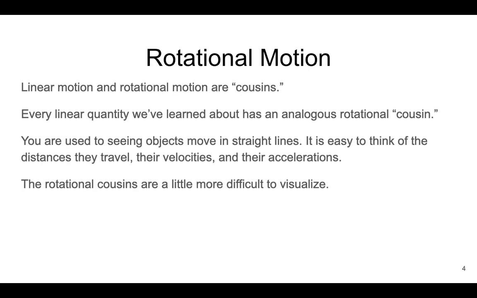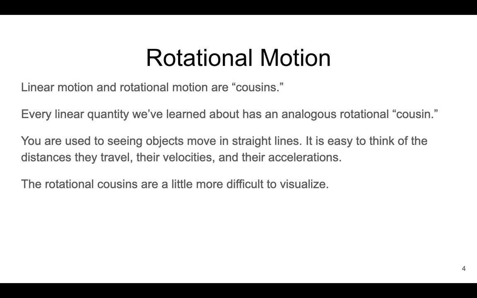So linear and rotational motion are cousins. That means they're analogous, but not everyone knows the word analogous, or at least it's not in their everyday vocabulary. So instead, I'm going to keep saying cousins. For every linear quantity we've learned, there is an analogous rotational cousin.